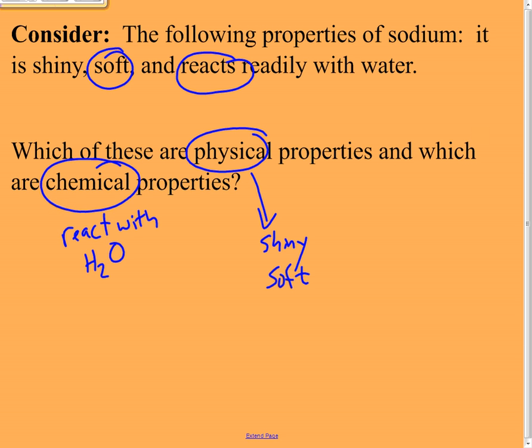Okay. All right, good. Well, I think that's enough for today. And next time we will discuss the changes to matter, and we're getting close to the end of this unit.